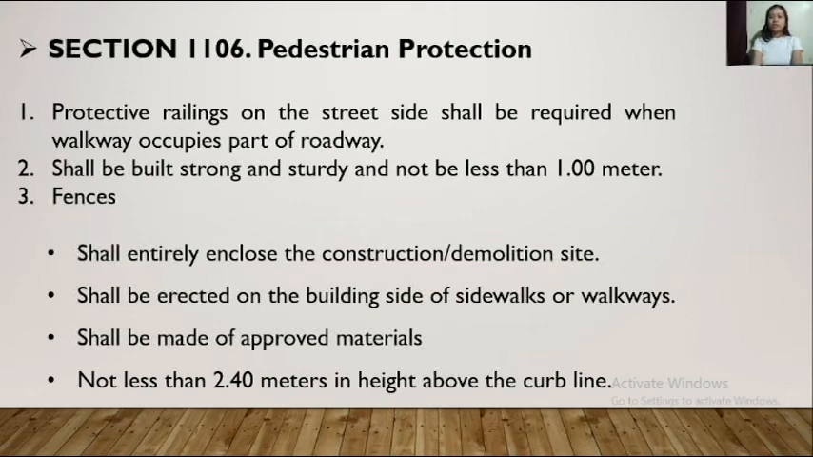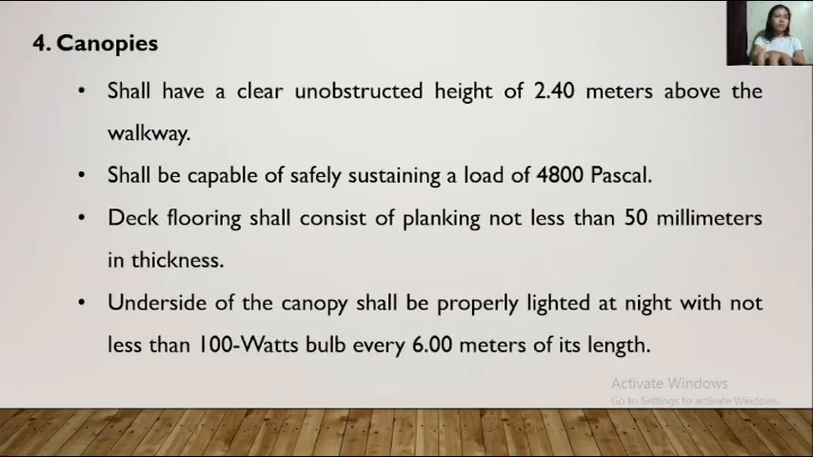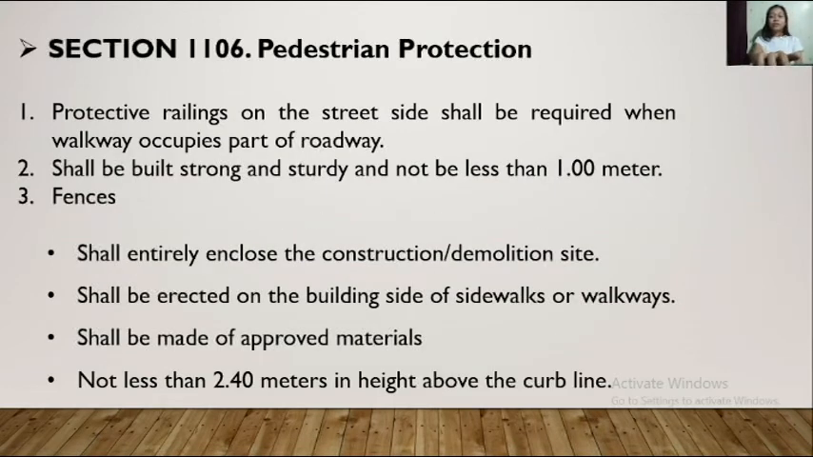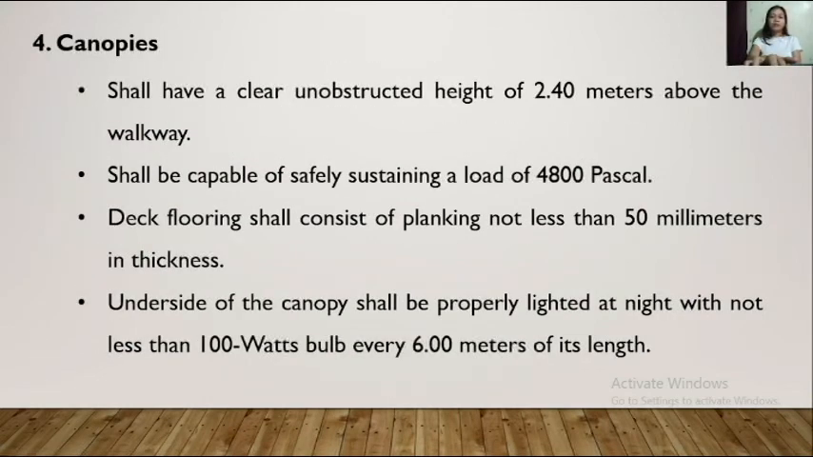But when the horizontal distance between the outermost face of the building and the inner edge of the sidewalk is equal to one half or less of the height of the building, then a canopy shall be required in addition to a fence. So the protective canopy shall have a clear and unobstructed height of 2.4 meters above the walkway, and shall be made of sufficient strength and stability, and can withstand shocks incident to the handling of such materials, and capable of safely sustaining a load of 4,800 Pascal.